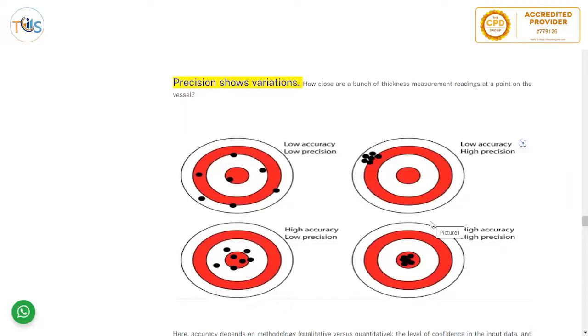Low accuracy. Sorry, here you have high accuracy. It's actually hitting the bullseye, but its precision is not. I mean, there is variance here. So precision shows variations, and here you have the bullseye, and all of them at the same point. So both high accuracy and high precision.